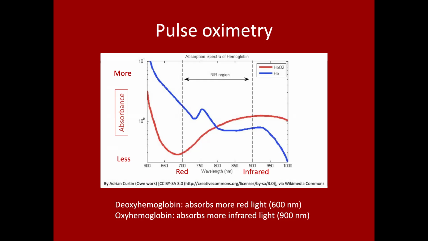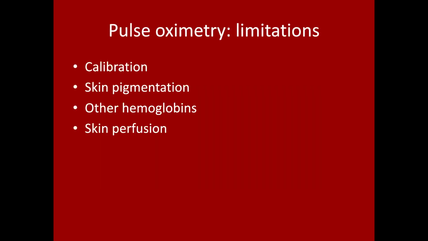So because you have that scenario, you can see that these wavelengths of light are differently absorbed by different types of hemoglobin. You can discriminate and determine the relative proportions of how much oxyhemoglobin versus how much deoxyhemoglobin there is in the blood that is sampled or analyzed.